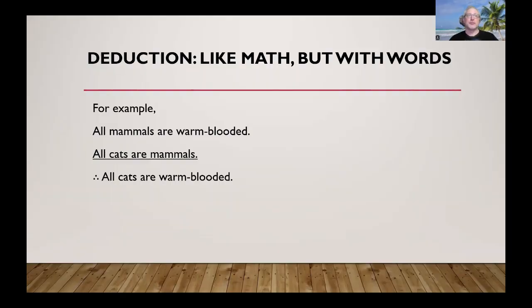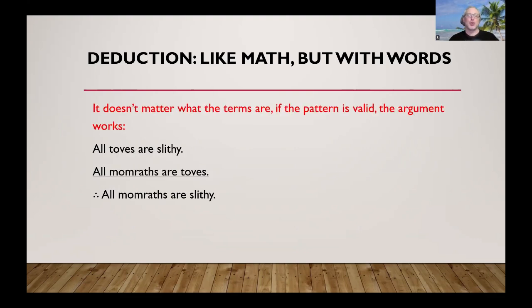Now try this. All mammals are warm-blooded. All cats are mammals. What's the conclusion? That's right. Cat equals mammal equals warm-blooded. Easy. Very much like the first example. It even works if you don't know what the words mean.